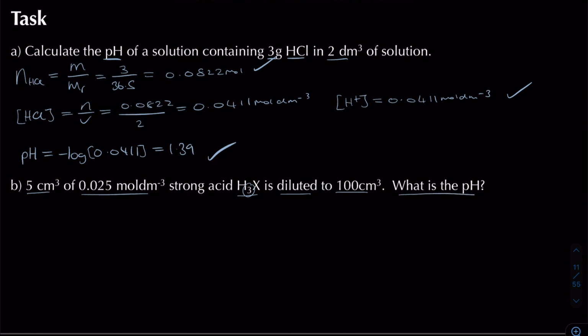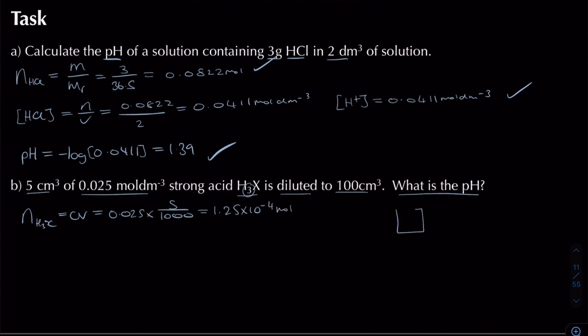We're asked for the pH of this solution. Now, to find pH, I need the concentration of H plus. To find the concentration of H plus in our diluted solution, I need to find the number of moles first in our undiluted solution. So I need to work out the number of moles of H3X, and we know that's going to be equal to the concentration times the volume, so that's going to be 0.025 times 5 over 1,000, and I end up with the value of 1.25 times 10 to the power of minus 4 moles itself. That's how many moles that I've got.